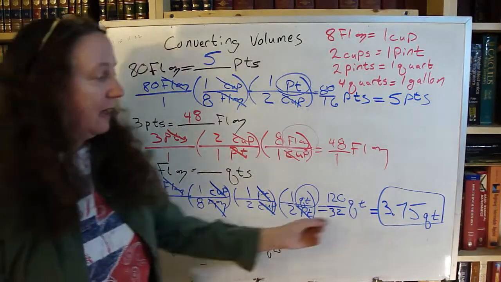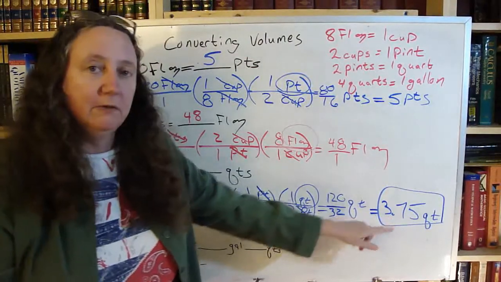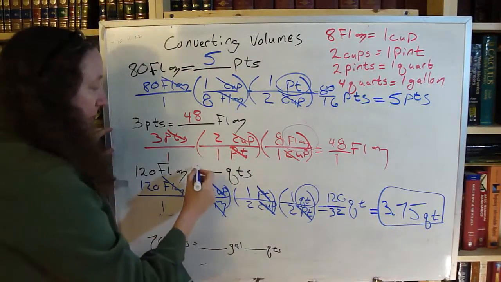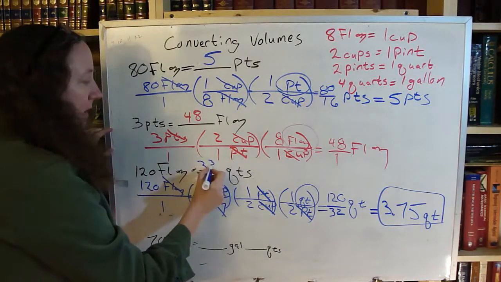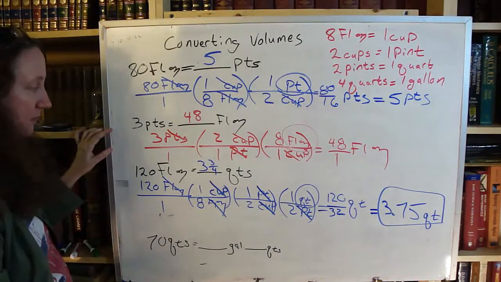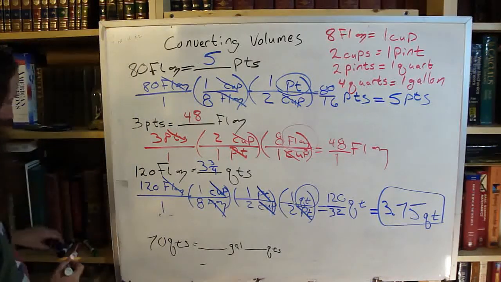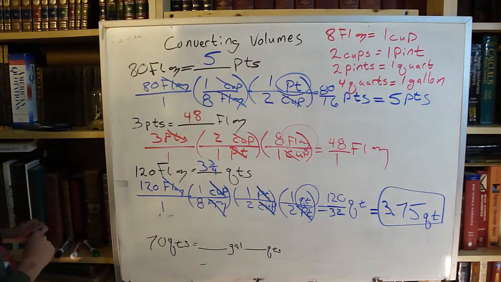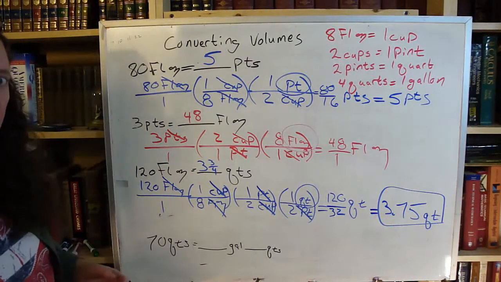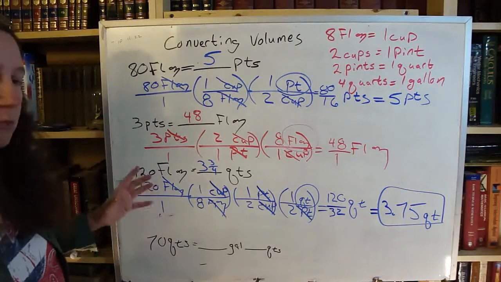If you are told to write the answer as a decimal, that is finished. If you are told to write the answer as a mixed number, you will have 3 3/4 quarts. This last problem I'm going to do on another video so that I have more space to do it.